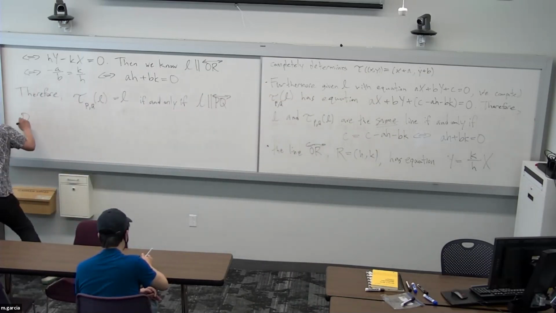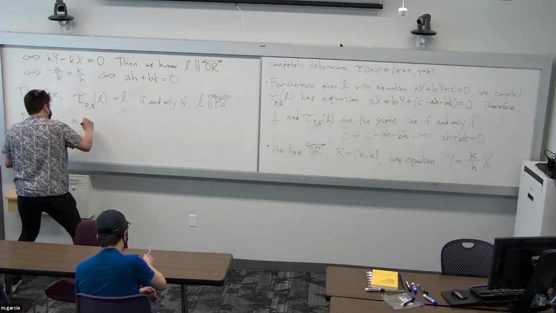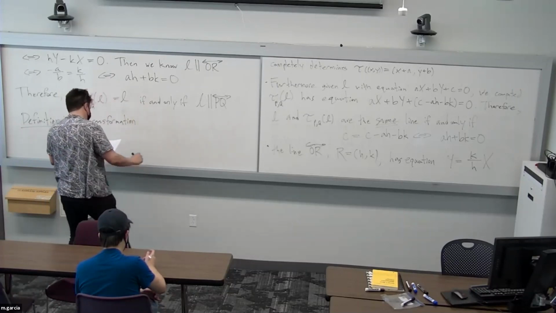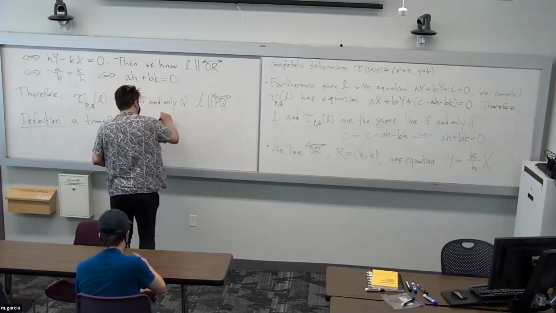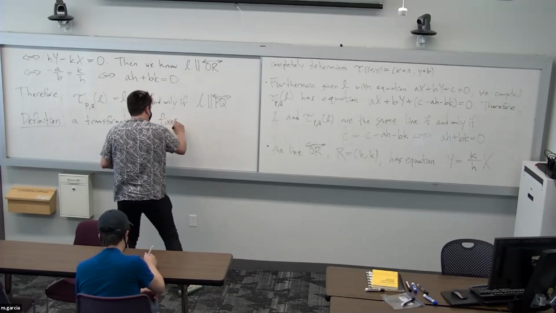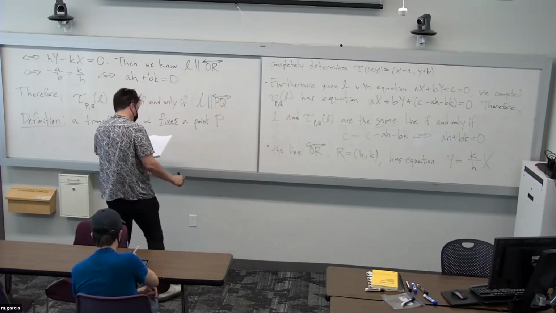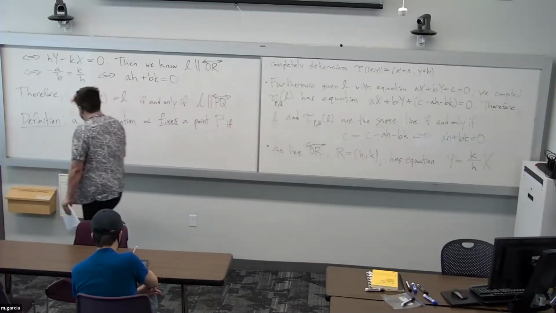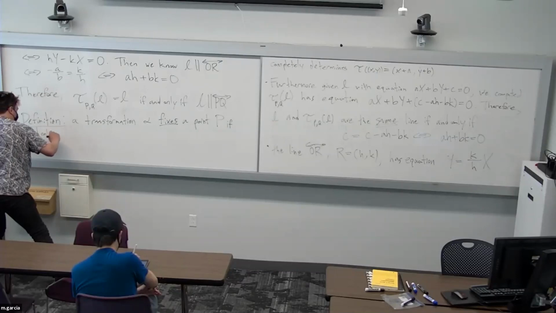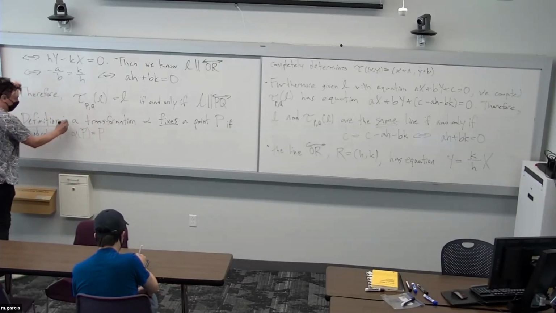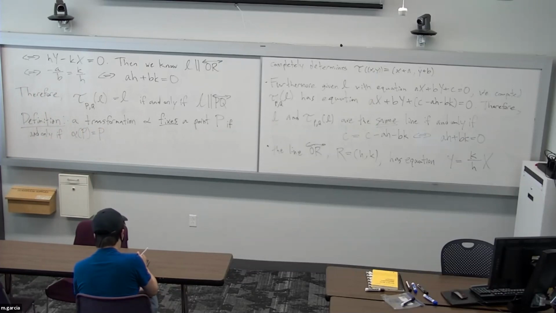Okay, so really quickly, here's the definition. A transformation alpha fixes a point P if and only if alpha of P is equal to P. Kind of an obvious definition, I just wanted to be completely clear about the terminology that we're using.